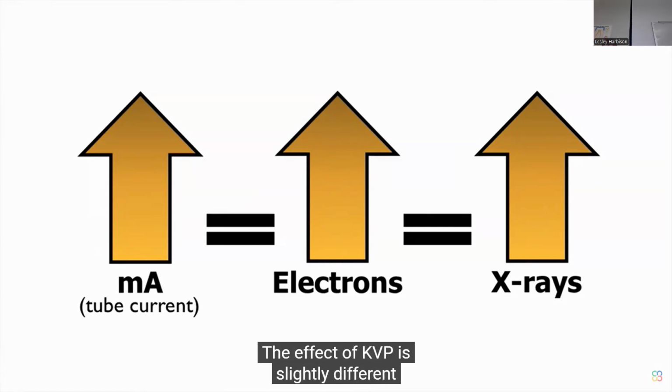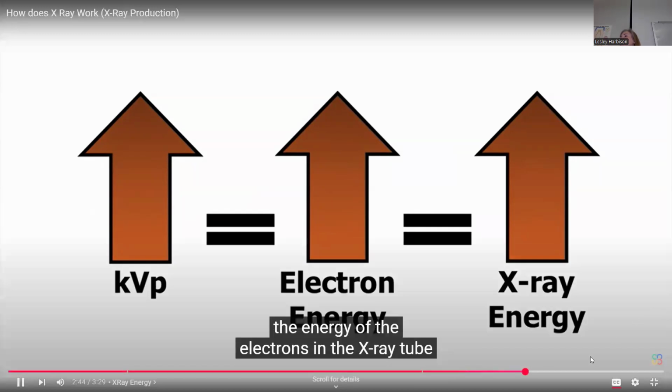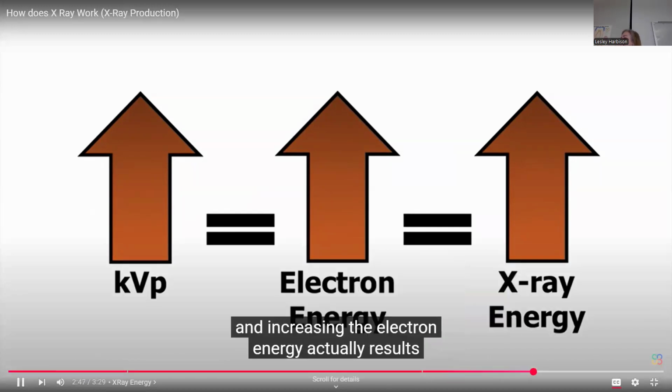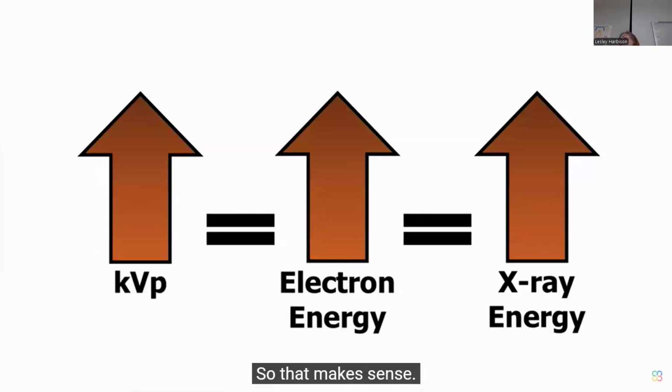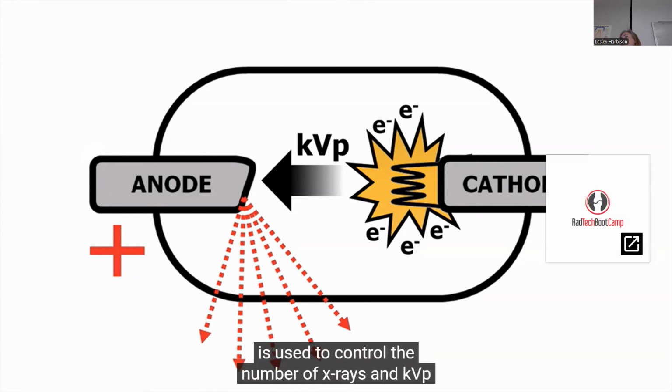The effect of kVp is slightly different. Increasing kVp, which is the tube potential, increases the energy of the electrons in the X-ray tube, and increasing the electron energy actually results in increased X-ray energy. So that makes sense. In summary, X-rays are not produced by magic or by unicorns. X-ray production requires three basic things: a source of electrons through thermionic emission, a means of accelerating those electrons, that's the kVp, and a means of decelerating the electrons, which is what happens when the electrons slam into the anode. mA is used to control the number of X-rays, and kVp is used to control the energy of those X-rays.